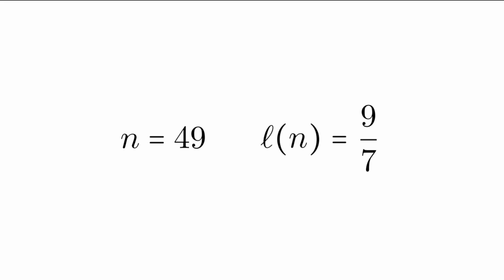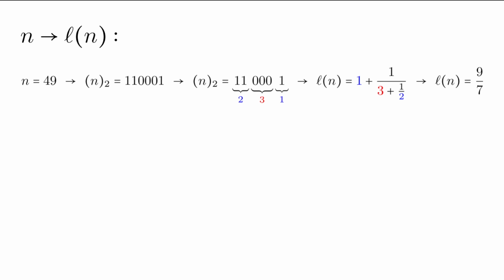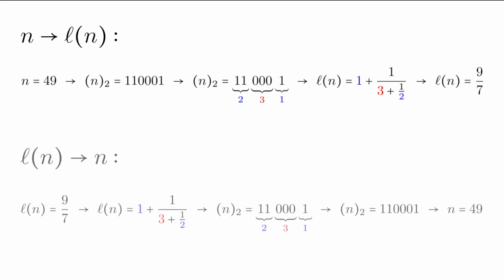And this is not all we can do. Here are the steps we just took to get from n to L of n, and the key insight here is to realize that all of these steps are reversible. So we could start with a reduced fraction like 9/7, then write it as a continued fraction. I'll explain how to do that in just a minute. Then we use the coefficients down the side to write ones and zeros, and then we treat this as a binary number and convert it back to decimal.